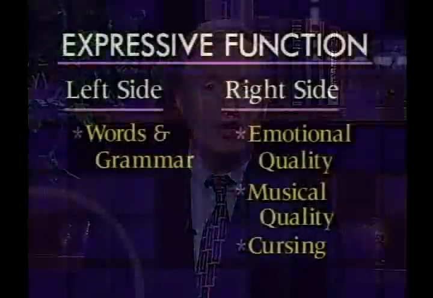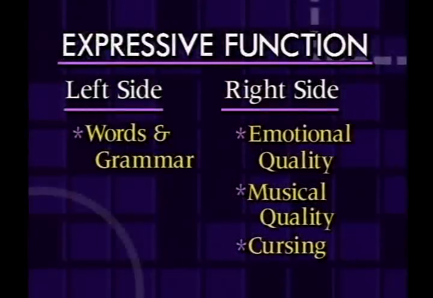Expressive function, remember, is primarily constructed on the left side of your brain. That's where words and grammar are constructed. On the right side of your brain, however, is emotional quality, musical tone to the voice, in other words, the musical pitch and intonation of the voice, as well as cursing. So it's possible to have heavy left-sided damage and not be able to speak well, but still have your right side intact and be able to curse.